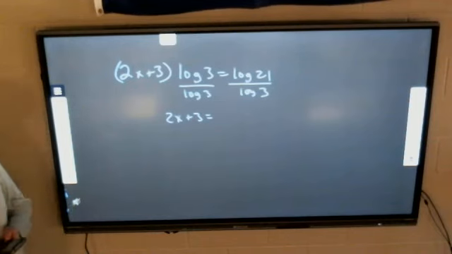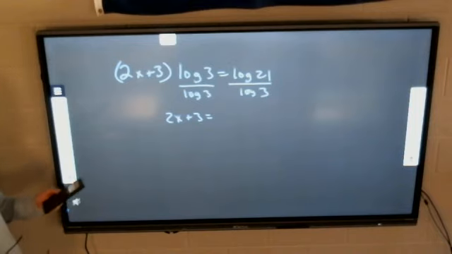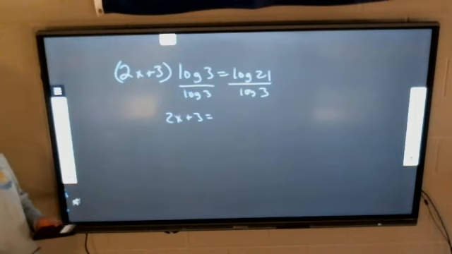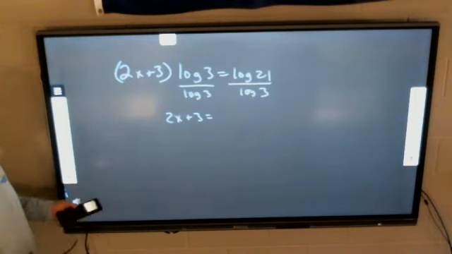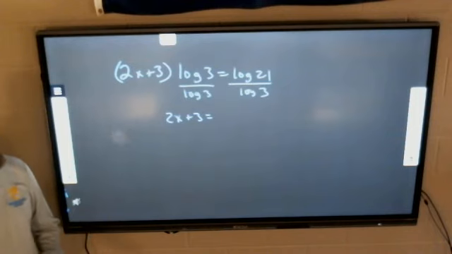Is it? I don't think it's 7. Oh, we gotta use the log. Yeah, because remember, it's not just 21 divided by 3, it's the log of 21. 10 to what power is 21, and 10 to what power is 3, and divide by those two numbers.